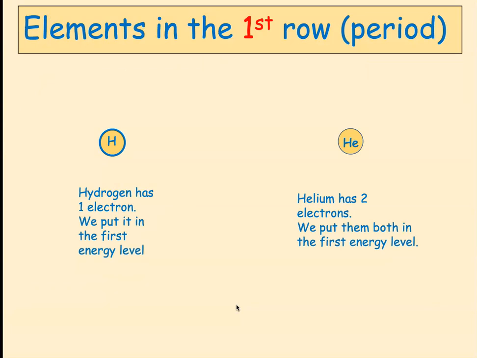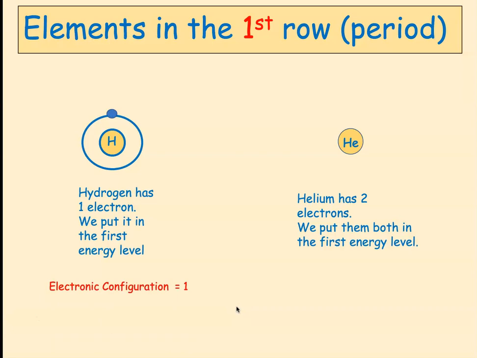So we're going to look at those 2 at the top, which are the first row, the first period. Sometimes you can't even see them as a row because there's only 2 of them. We're going to start with hydrogen. Now, hydrogen has only got 1 electron. So we put it in the first shell, and its electronic configuration is simply 1.